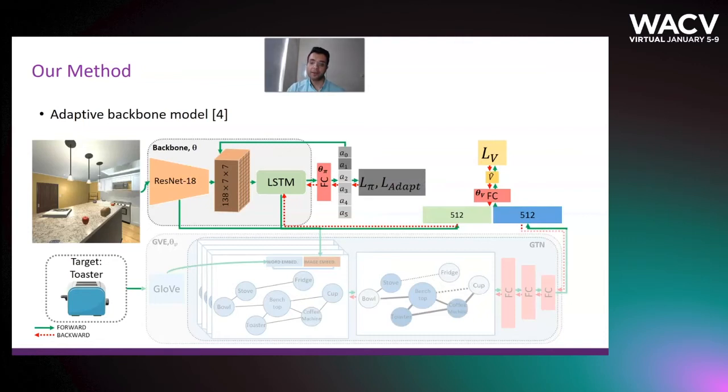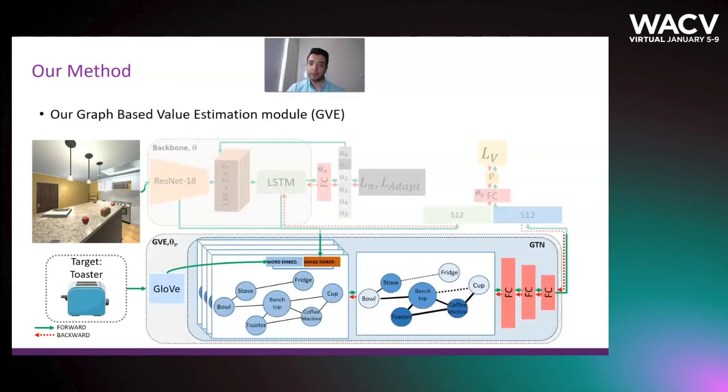We use a self-adaptive backbone model that is a combination of a pre-trained feature extractor and an LSTM state encoder that produces the probability distribution over the actions at each time step. We then introduce our graph-based value estimation module into this framework by performing graph transformation operations that learn new edge weights between the nodes in the graph.